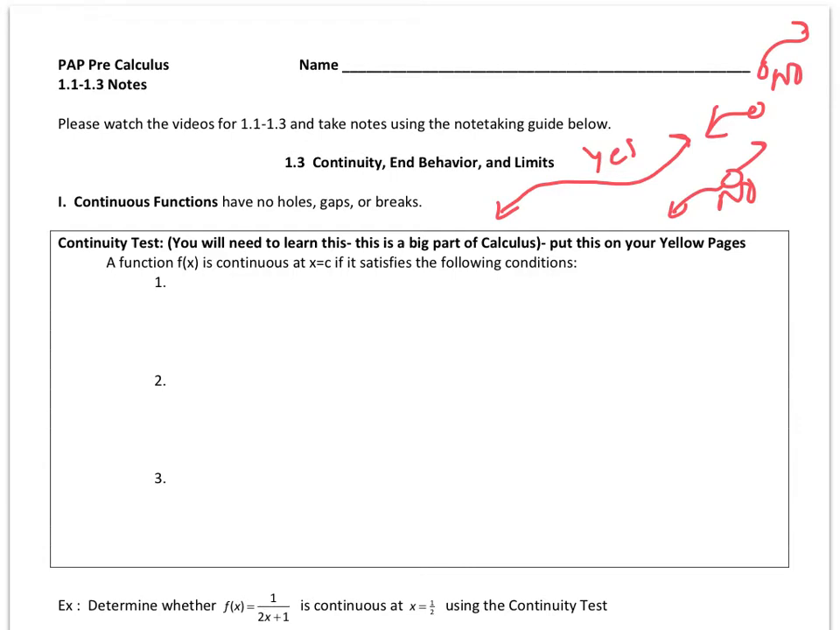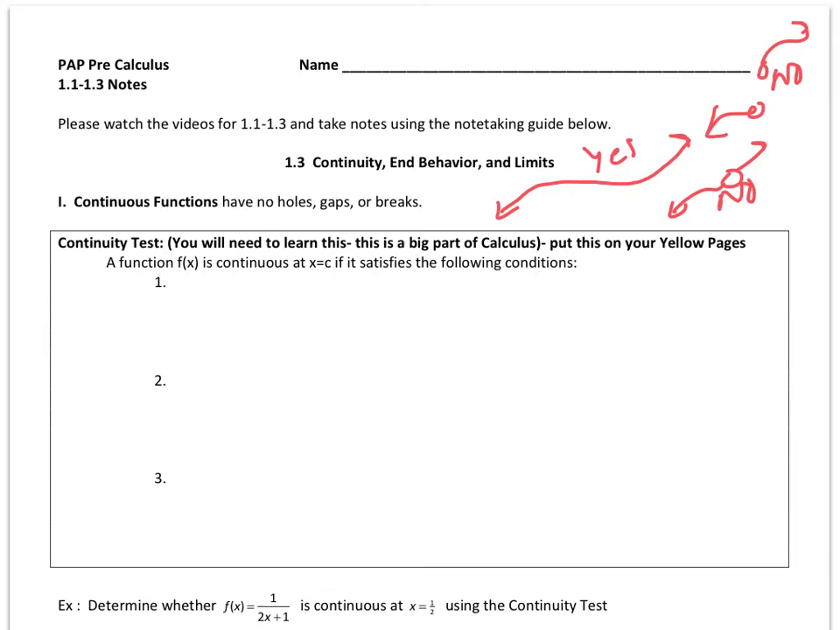Okay. The continuity test, this is going to be a big part of your calculus. When you take calculus next year or in college, and you have to decide whether a function is continuous or not, these are the things that you need to do, and these are the steps that you need to take to prove it. And on every calculus test, they expect to see all three of these listed and all three of these checked.